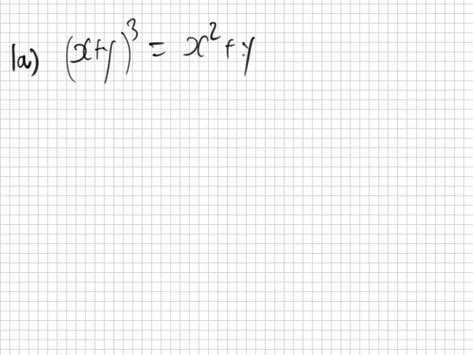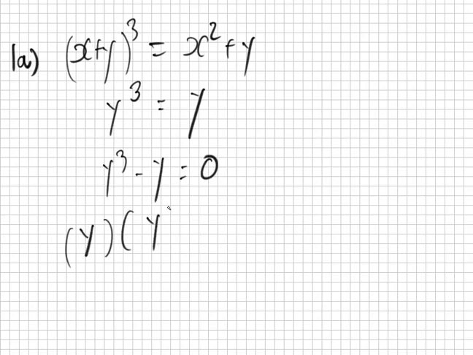Now, we want to know where it crosses the y-axis, so what do I need to do for that? x equals 0. So I get y cubed equals y. y cubed minus y equals 0. y squared minus 1 equals 0.